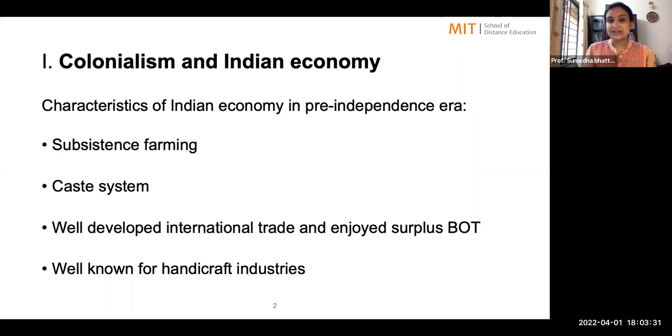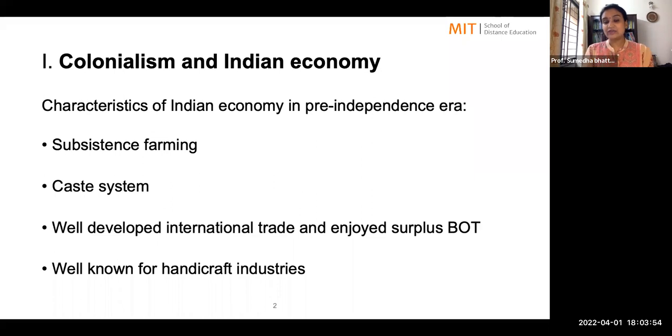Second is caste system. We had a caste system where it was on the basis of specialization that the people would take up their occupation, although it became distorted later on. But the basic idea behind caste system was based on division of labor. That is, every individual chooses his or her occupation on the basis of skills possessed by them.